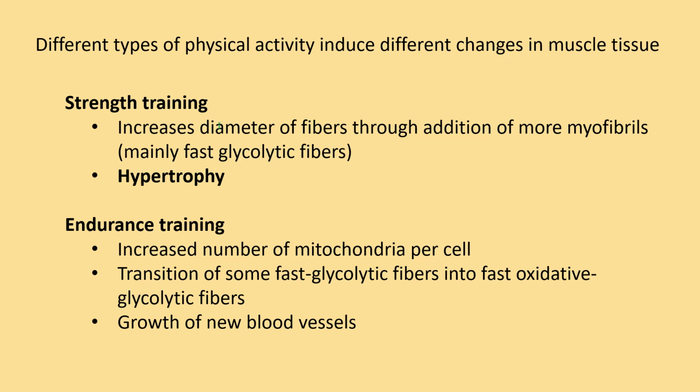What also happens during endurance training is there is a transition: some fast glycolytic fibers can become fast oxidative glycolytic fibers. So remember, the fast glycolytic fibers are the strongest fiber type, but they are also the first to fatigue. They don't have a lot of endurance. So for some of those fast glycolytic fibers, they can develop new mitochondria and make more myoglobin. So they transition in their characteristics from an FG fiber to an FOG fiber.